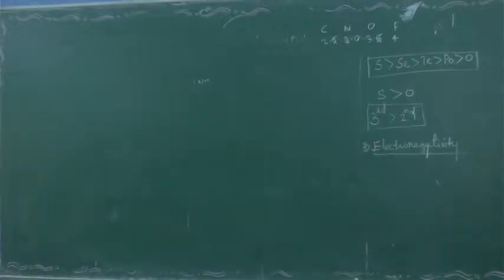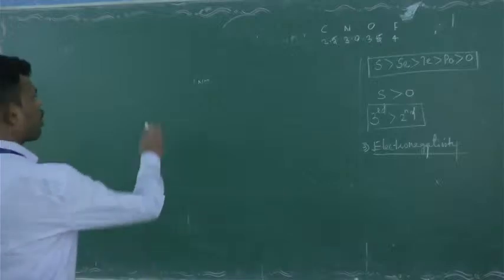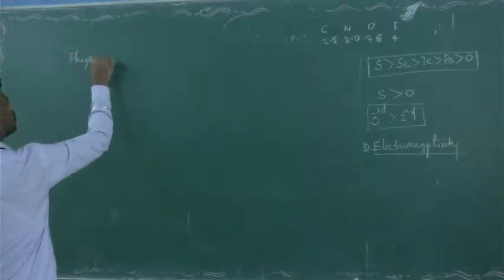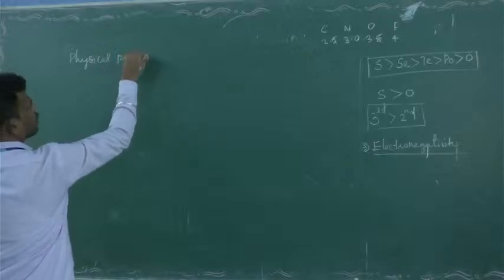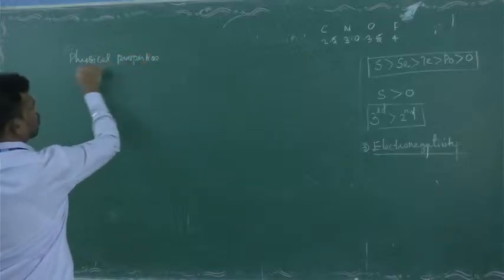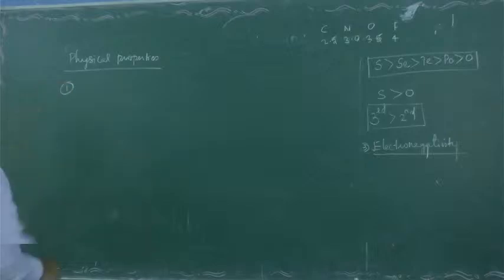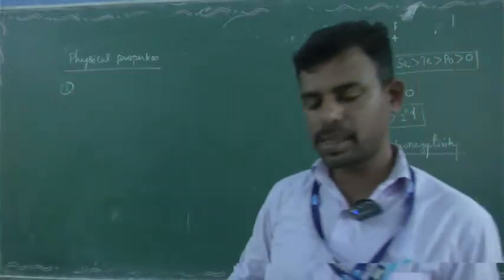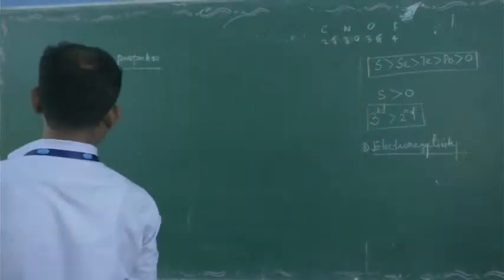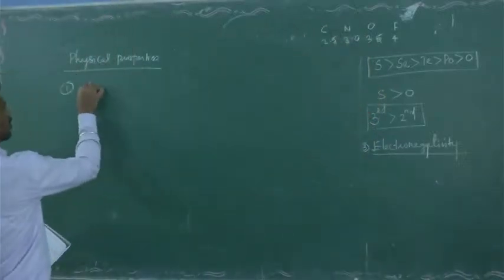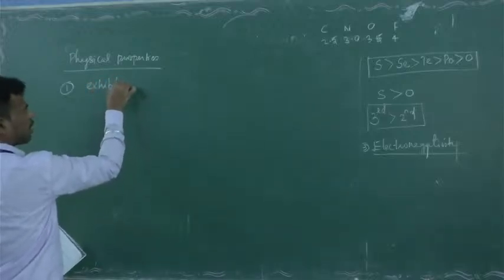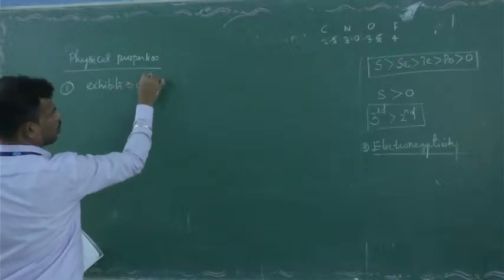Next, the physical properties list. The first property is going to be a very important point. All these elements exhibit allotropy. All group sixteen elements exhibit allotropic forms.